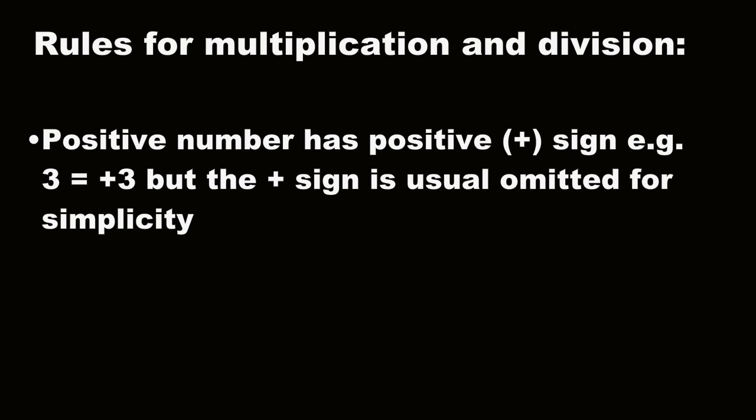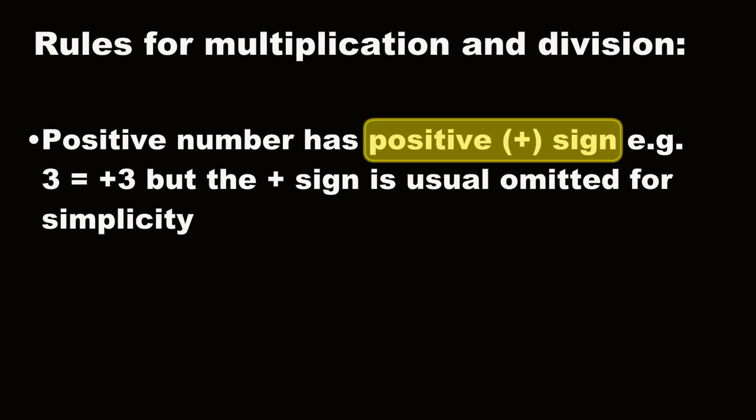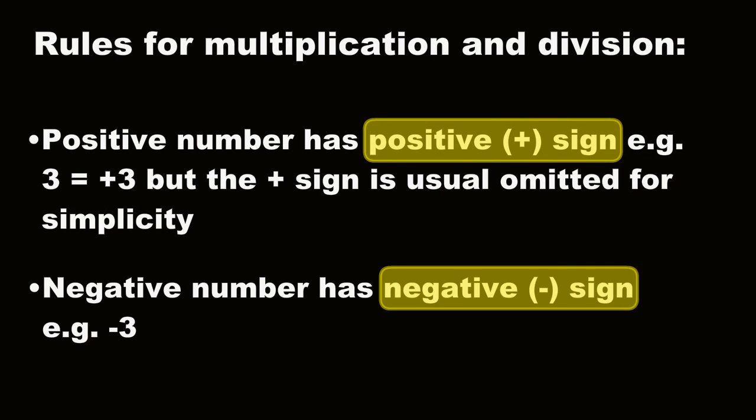First, terminologies. For positive numbers, we say they carry a positive sign. For example, 3 is the same as positive 3. But for simplicity, we usually omit the positive sign. On the other hand, negative numbers carry a negative sign, which is easy to see because it can never be omitted. The good news to you is that there are only 2 rules for multiplication and division.